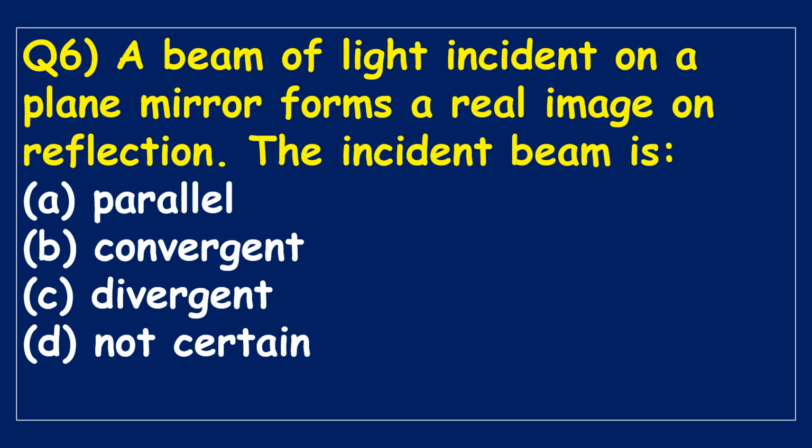Question. A beam of light incident on a plane mirror forms a real image on reflection. The incident beam is: option A, parallel; option B, convergent; option C, divergent; option D, not certain.